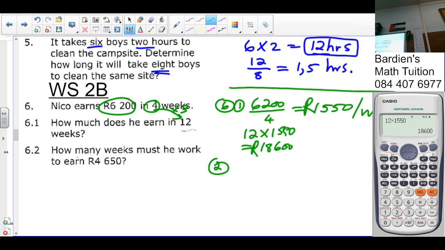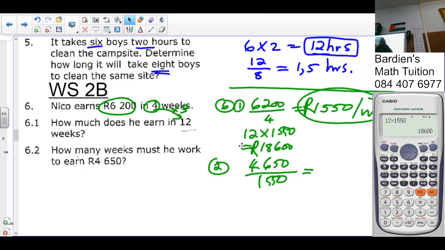6.2. How many weeks must he work to earn 4,650? So you say 4,650 divided by 1,550. Why? Because that is what he's earning per week. I want to know how many weeks that would be. So I say 4,650 divided by 1,550. That gives you 3 weeks. Okay.